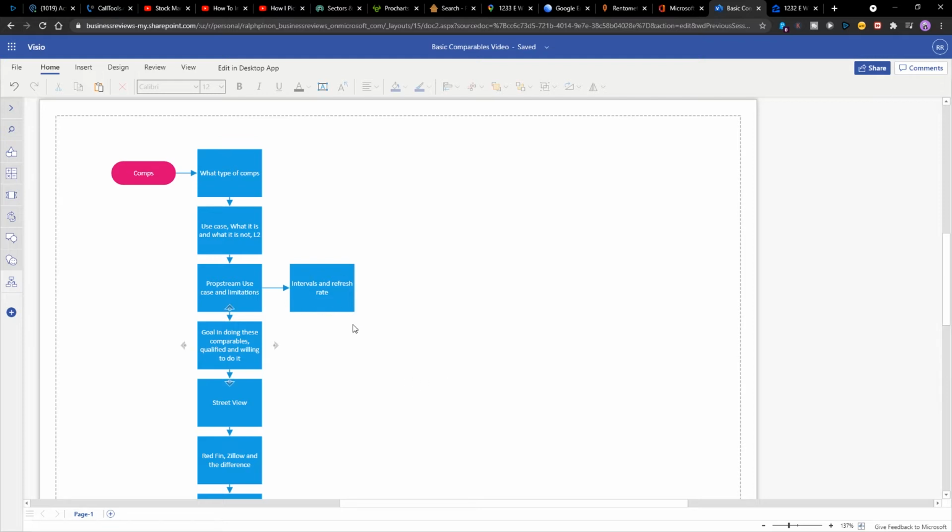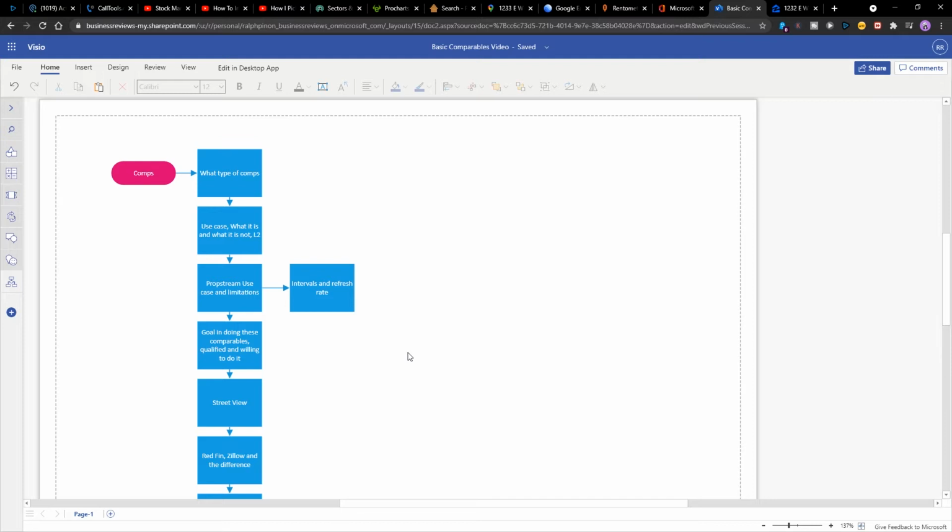Of course, there are limitations on intervals and refresh rate, which are normally not disclosed to you by Propstream. Your goal in doing these comparables is to find out if they are qualified with your standards and they are willing to do it, and of course to verify if what they're saying is correct. Because sometimes, even if you're talking to them, you already know that they're lying. And most of the time, the reason they are lying to you is because they want to up the value of their property or down the value of their property for whatever reason. That's because you have not gotten into the right tone of conversation with that seller.